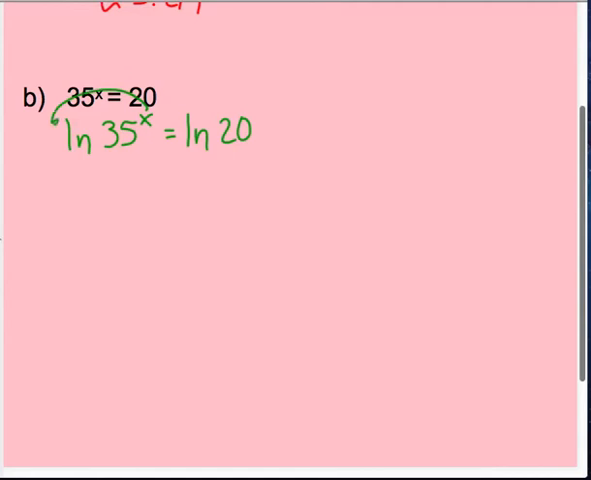So I'm going to use my power rule with logs, multiply by x. And then divide both sides by the natural log of 35. So we've got the natural log of 20 divided by the natural log of 35, and that's about 0.843. And if you try that with the common log, if you do log of 20 divided by log of 35, you'll get the exact same value. It's the change of base formula.